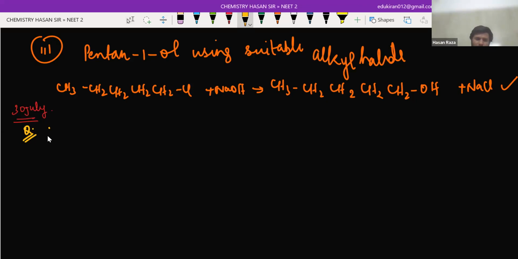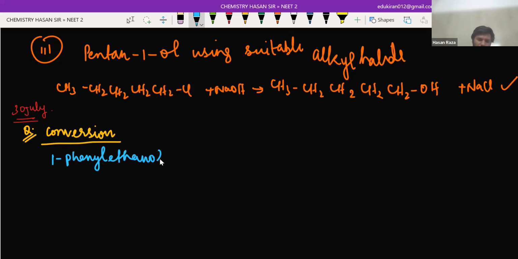So this is the question of conversion. You are going to convert it. The first is basically 1-phenyl ethanol. You need to prepare 1-phenyl ethanol from an alkene, a suitable alkene.